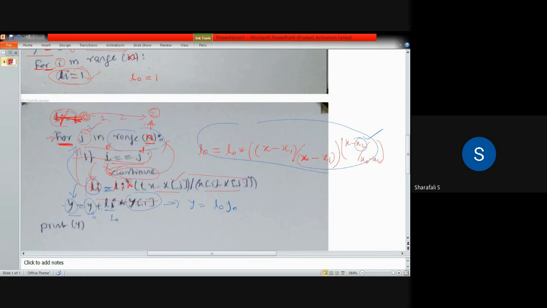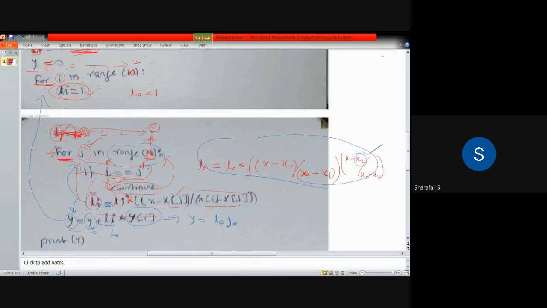Now again it will go to the for loop. Once this step is over, it will increment this i. i will be increased from 0 to 1. Then again this will repeat. Li will be initialized as 1. Here i is 1, and j is 0 now, because we are starting from 0 in this loop. Then you will get L1, because i is 1.